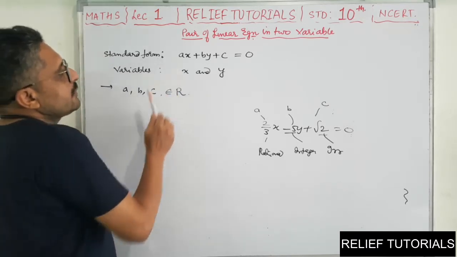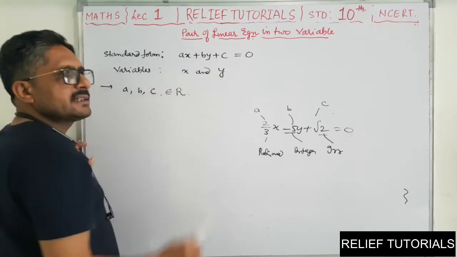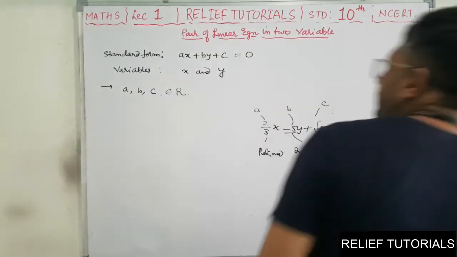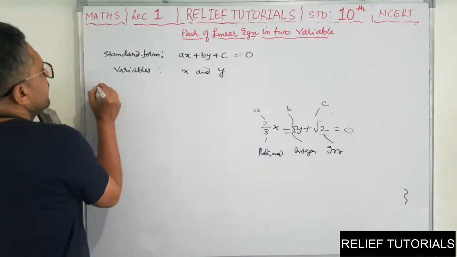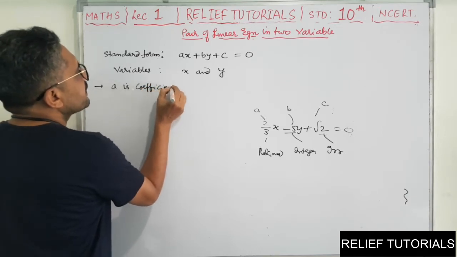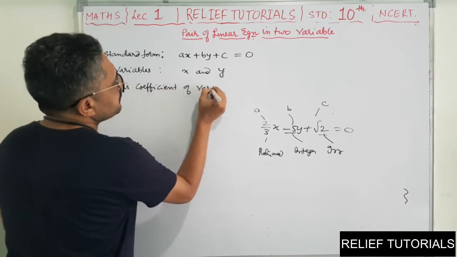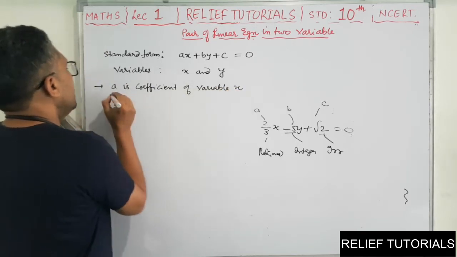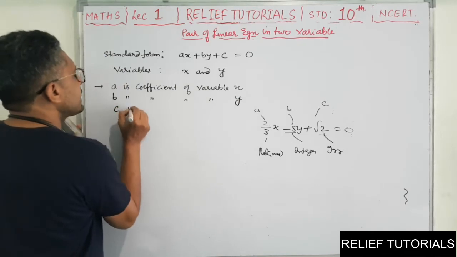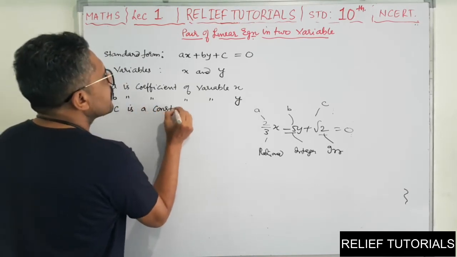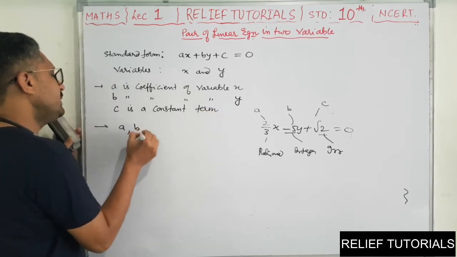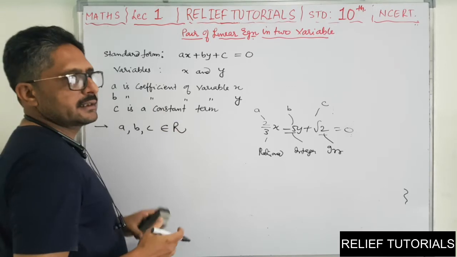And you know that a is the coefficient of x, b is the coefficient of y, and c is a constant. Clear? If you want to mention, we can mention that. Here a is the coefficient of variable x, and b is the coefficient of variable y. c is a constant term. Clear? And we can say a, b, c belong to R.